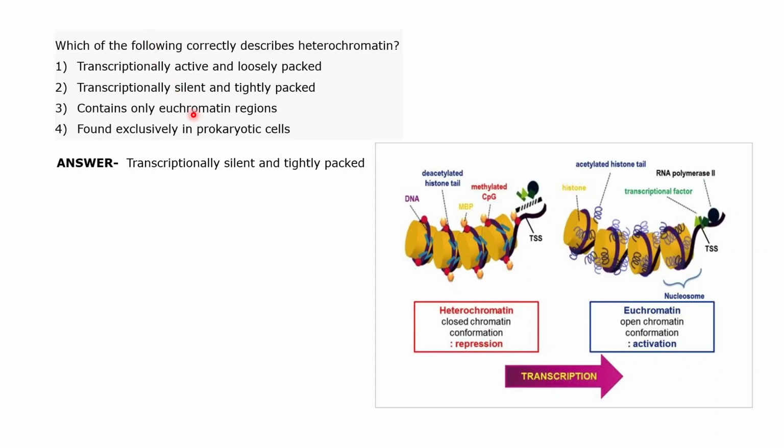Contains only euchromatin region: that's not a correct answer. Euchromatin means it is transcriptionally active, right? And found exclusively in prokaryotes, that's not right. So the answer to this question is that heterochromatin are transcriptionally silent and consist of tightly packed DNA regions. So does anyone have any doubt?